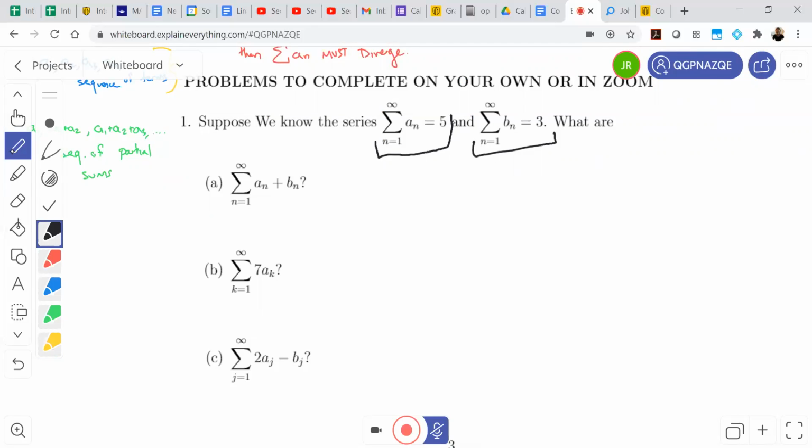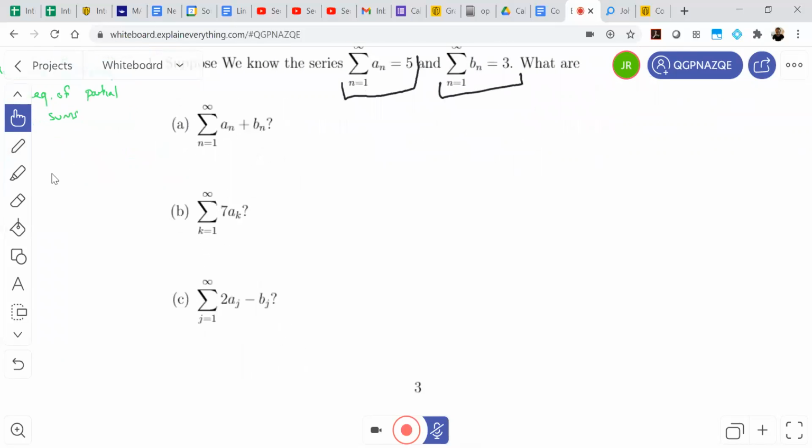Formally, we can use the linearity of our series to come up with solutions for convergence of new series. So let's look at C. Let's just jump right down to C. Here is a new series involving the terms of the original series A sub n and B sub n. The question we can ask is, what does this series converge to?